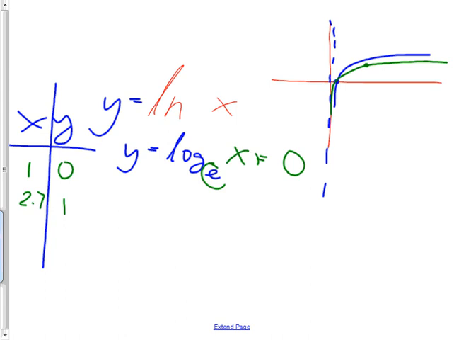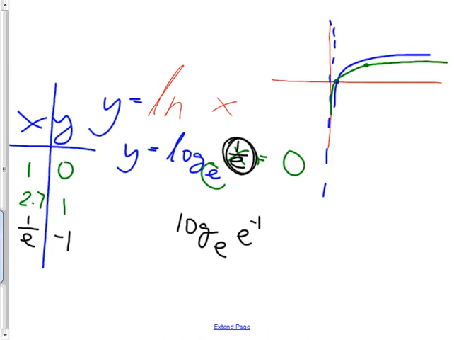1 over the base is a good thing to pick. Because if you pick 1 over e right here, okay, if I make x 1 over e, that means 1 over 2.7, which is a decimal. I get a nice answer. Why? Because this right here can be rewritten as e to the negative 1. So log base e of e to the negative 1. Do you get how that's a nice, easy answer? What is it? Some of you are not with me. Negative 1. That's another point.